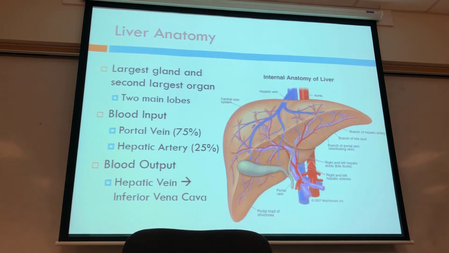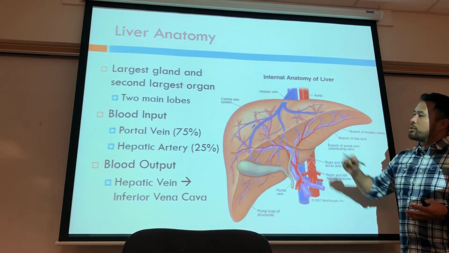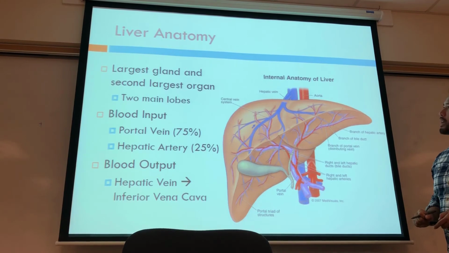We have two main lobes, which we won't really get into. But if you're going to take a look at the input and output of the blood, for the purposes of the liver's filtration of the blood, we've got to take a look at the input as well as the output.